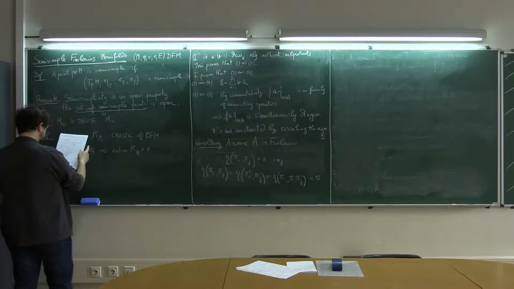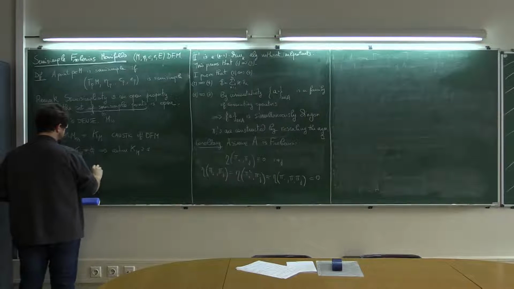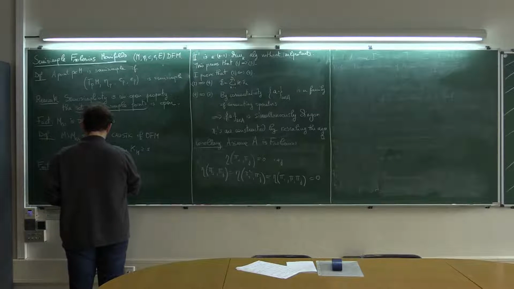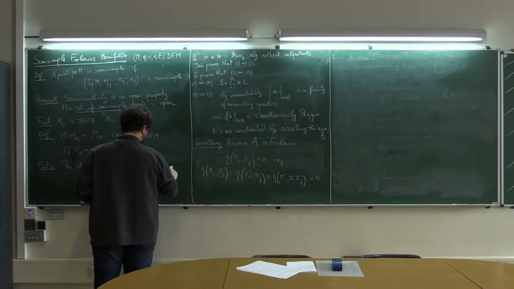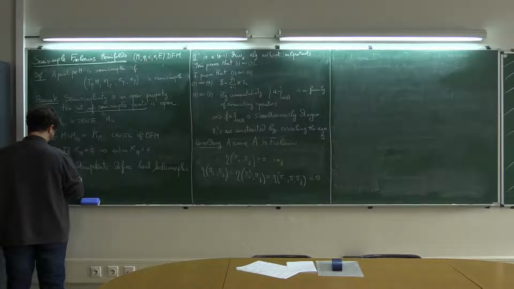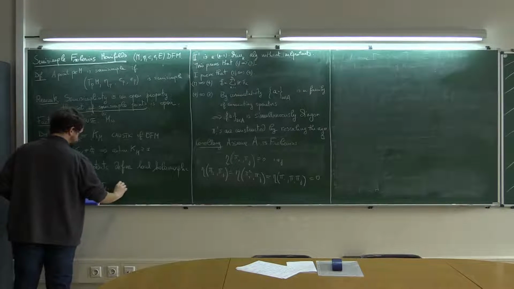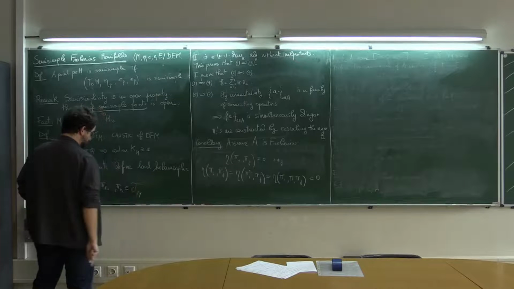So fact 2: the idempotents define local holomorphic vector fields, n of them, and these will be sections of a tangent sheaf.